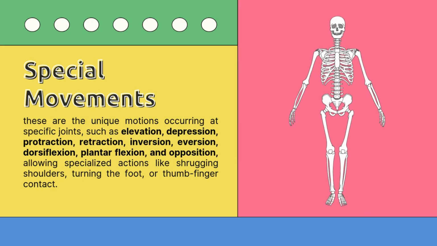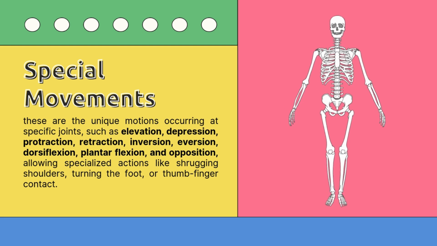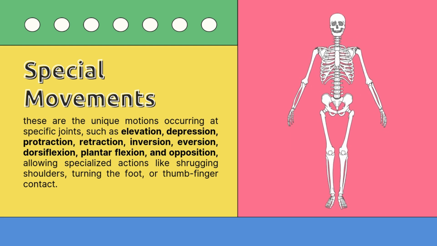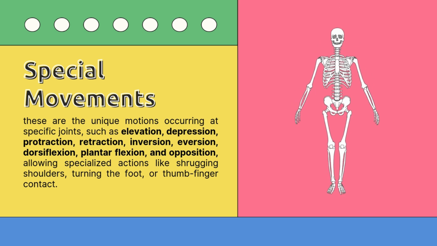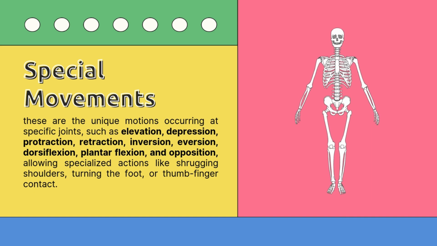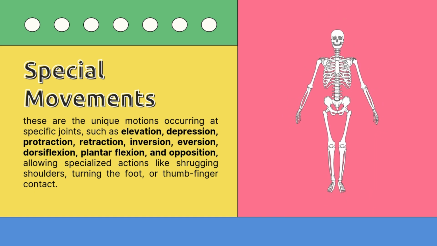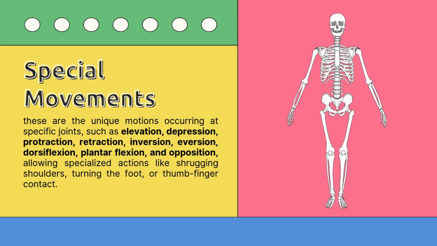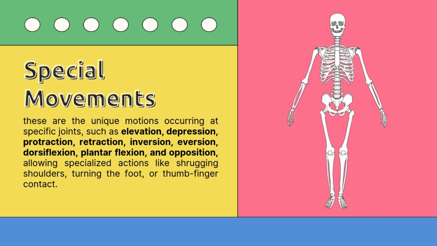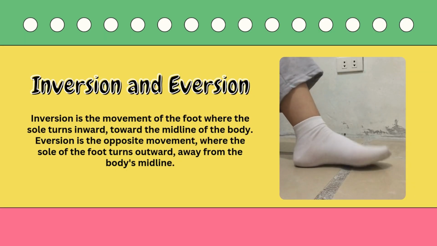Brace ourselves for our fourth and last movement because this is a little bit long. Let's welcome special movements. These are the unique motions occurring on specific joints such as inversion, eversion, dorsiflexion, plantar flexion, opposition, preposition, protraction, retraction, elevation, depression, and lastly lateral flexion, allowing specialized actions like shrugging shoulders, turning the foot or thumb finger contact. Inversion and eversion.